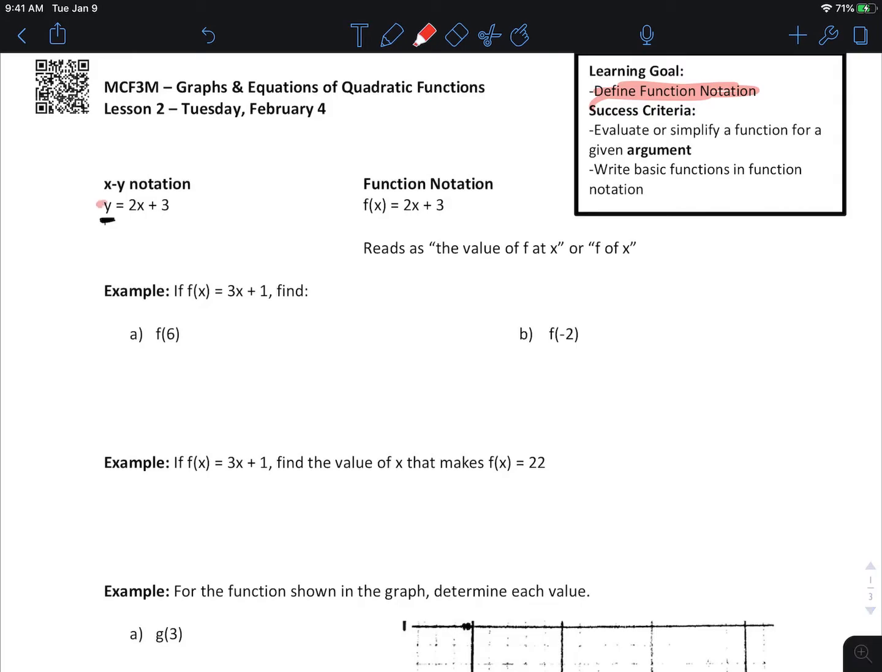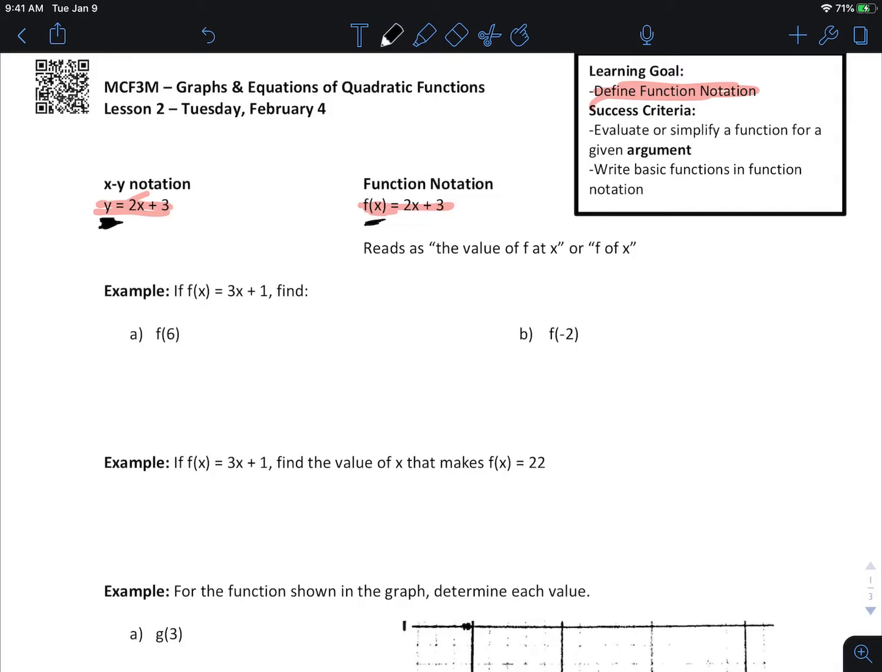So here's what your equations typically look like in your past math. Here's what function notation looks like. The difference between the two is that this y turns into this f of x. The f is a function of x, which gets into the notion of function machines, where I can input things and they spit out outputs.